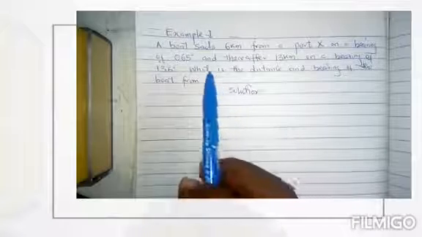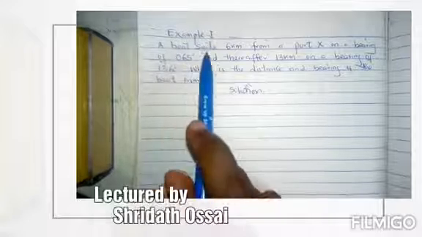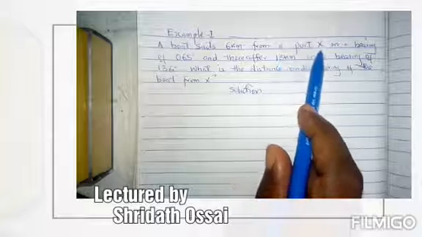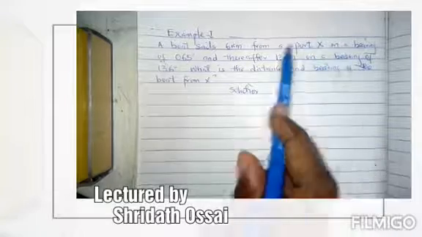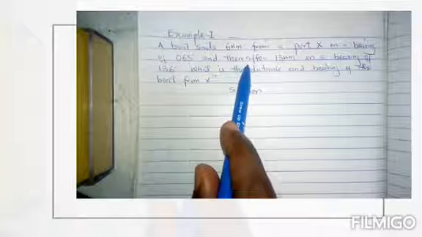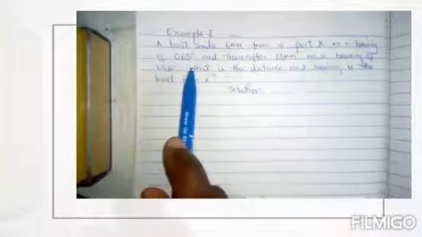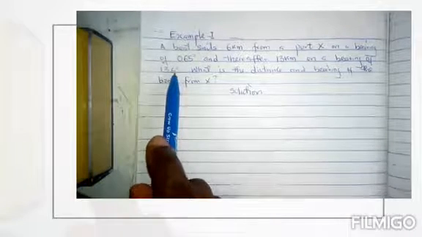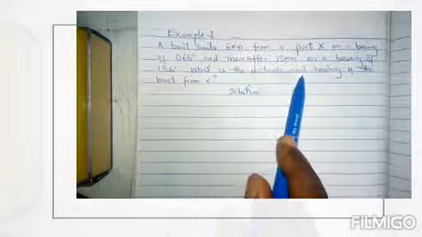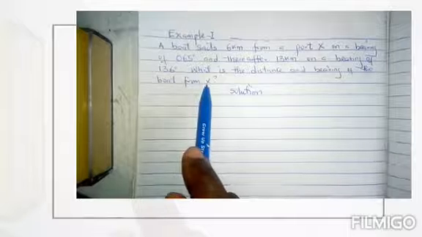Okay, let's solve this question. A boat sails 6 kilometers from a point X on a bearing of 65 degrees and thereafter 13 kilometers on a bearing of 136 degrees. What is the distance and bearing of the boat from X?